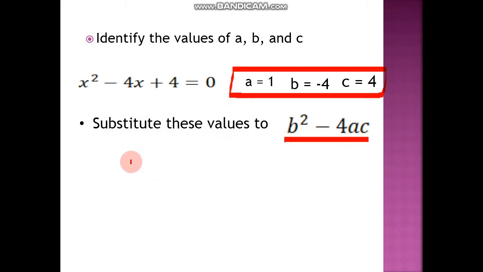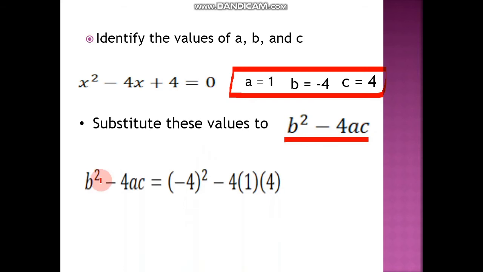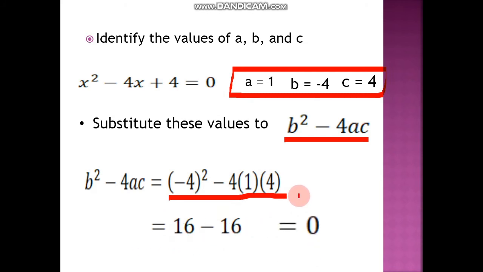b squared minus 4ac is equal to, the value of b is negative 4, squared, minus 4, the value of a is 1, and the value of c is 4. And then simplify this. Negative 4 times negative 4 is 16. Negative 4 times 1 times 4 is negative 16. So 16 minus 16 is equal to 0.